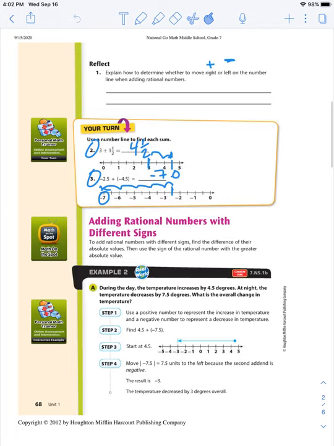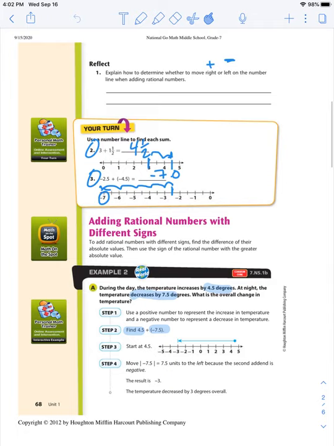So during the day, the temperature increases by 4.5 degrees. At night, the temperature decreases by 7.5. What is the overall change? Well, we're going to represent an increase in temperature with a positive number, and we're going to represent a decrease in temperature with a negative number. So we have positive 4.5 minus 7.5, or plus negative 7.5.